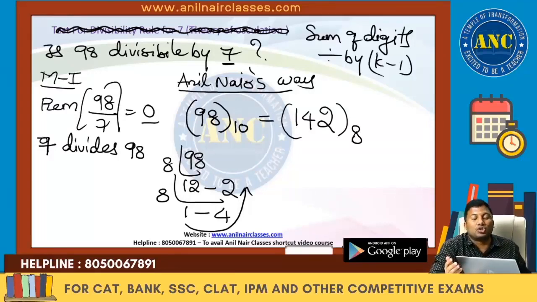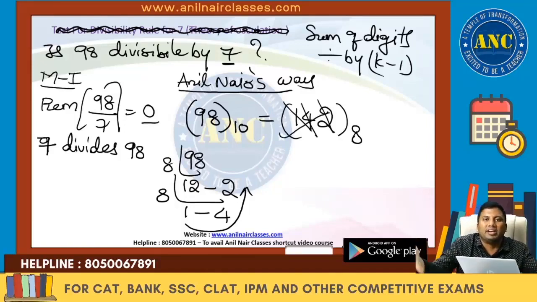The sum of the digits should be divisible by 7. 4 plus 2 is 6, 6 plus 1 is 7. 7 is divisible by 7. Therefore, 98 is divisible by 7. If you are good in concepts, this is how you can look at the simplest problem through a different prism altogether.